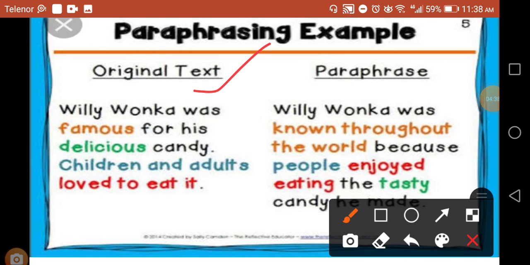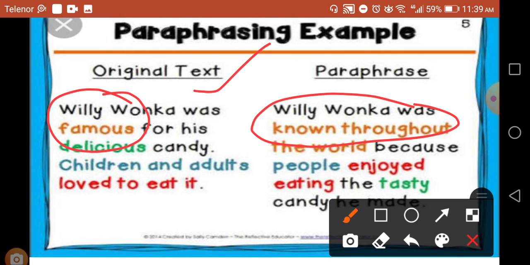Willy Wonka was famous for his delicious candy. Children and adults loved to eat it. So the paraphrase: Willy Wonka was known throughout the world because people enjoyed eating the tasty candy. Now here you can understand the word famous. In the original passage, the word famous is given, then in your paraphrase there is written known throughout the world. Famous means something which is very well known to everybody.